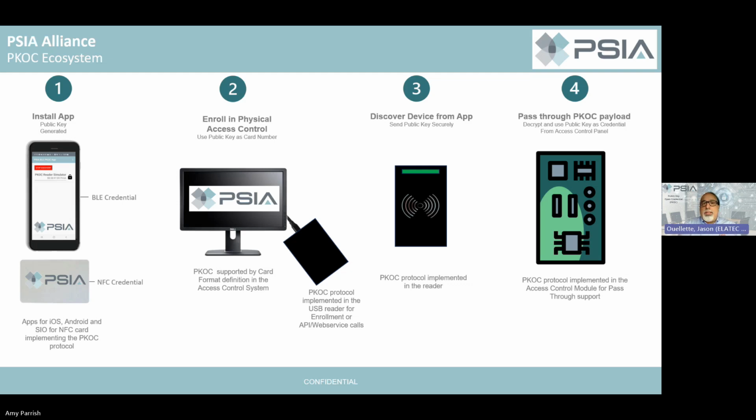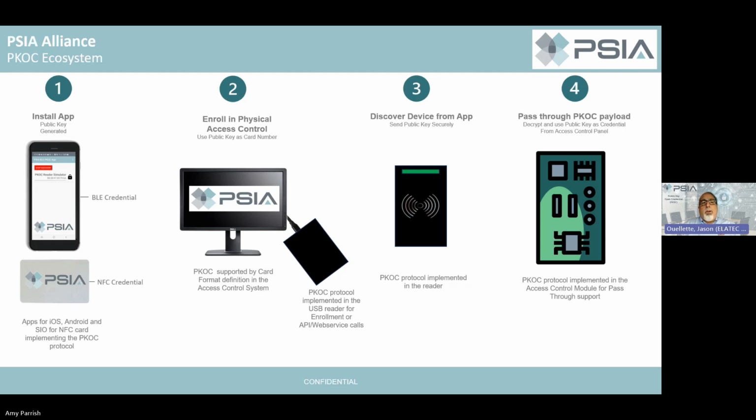That's where the journey starts on the credential side, at step 1. That credential then communicates securely and would need to be enrolled into physical access control, identity management, a print solution, an EV charger, whatever wants to use this credential.